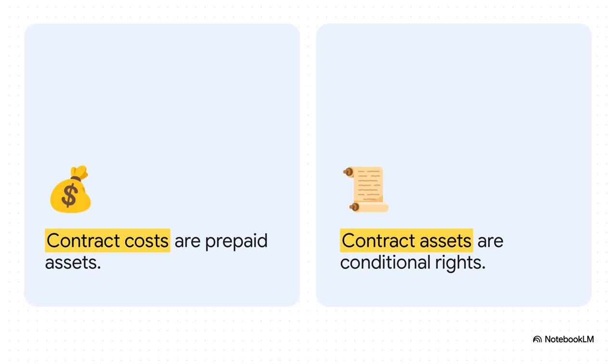Contract assets under ASC 606, though, are conditional rights to future consideration. That means you've done the work, but you just haven't billed for it yet. Confusing a prepaid cost with a conditional right to revenue is a big deal. It will result in a severely misstated balance sheet. Bottom line, they must never be combined.